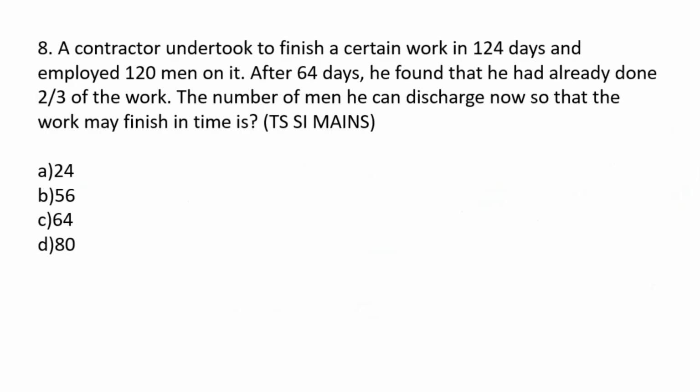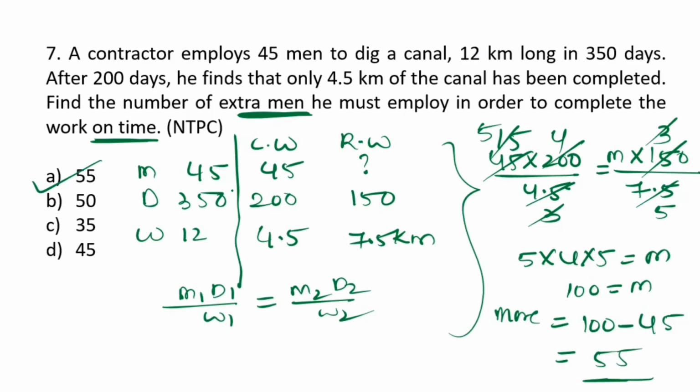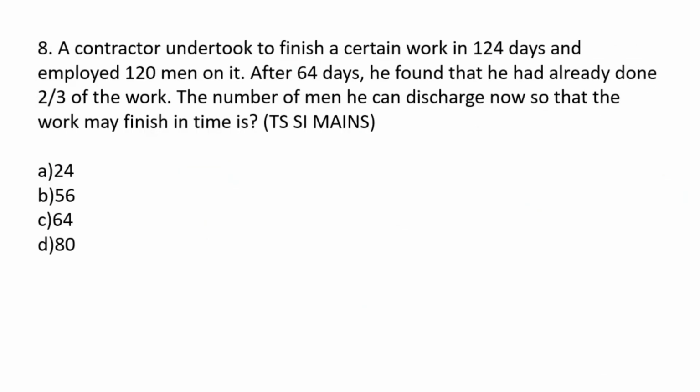Okay, so now they are giving discharge of men. In the previous example we were adding more men. In this example, we are going to discharge the men. Okay, yes. Now see this. First, how many men are there? 120 men are there. And how many days are they working? 124 days they are working.